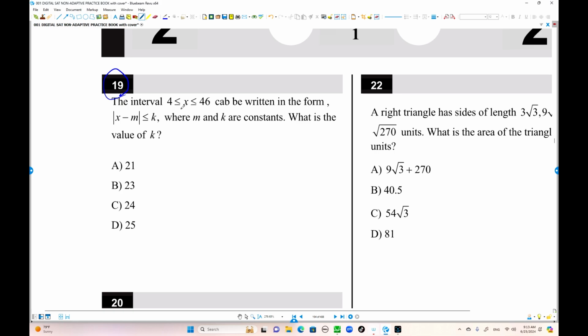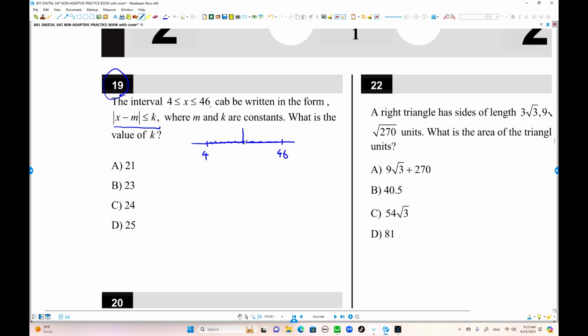The interval inside these two numbers, 4 and 46 inclusive, okay? So what is the value of k? This is general interval notation, and this one is what? Absolute value inequality. We're gonna change the form. So this is the way. x is between 4 and 46. This is x inside.